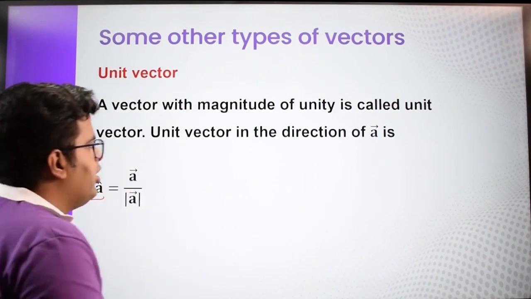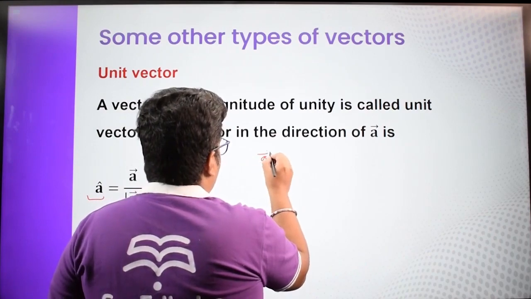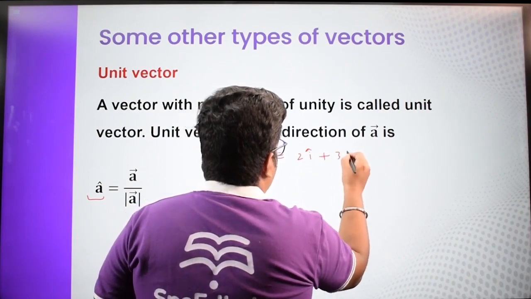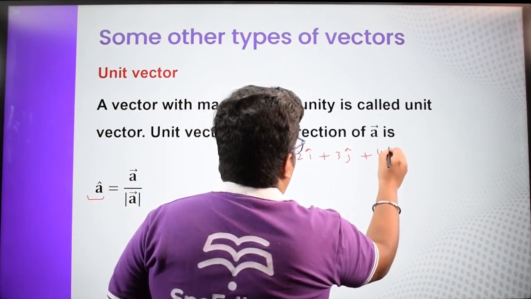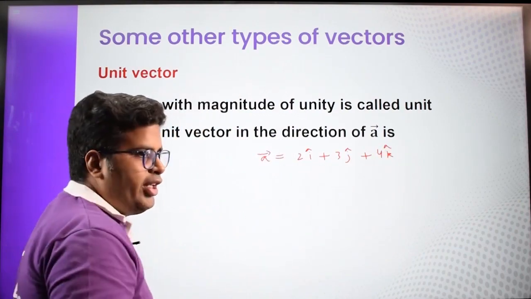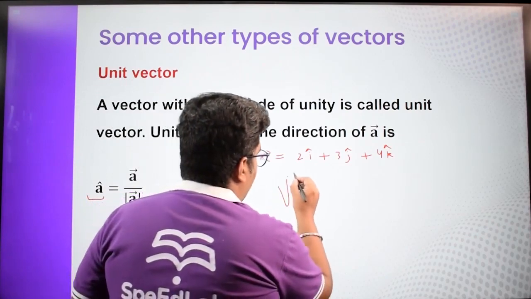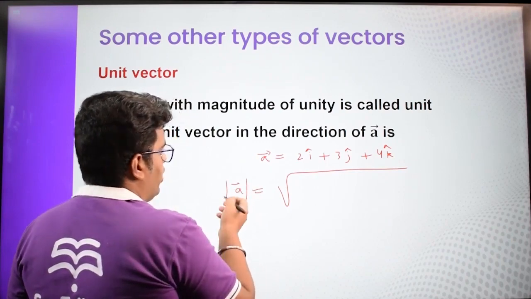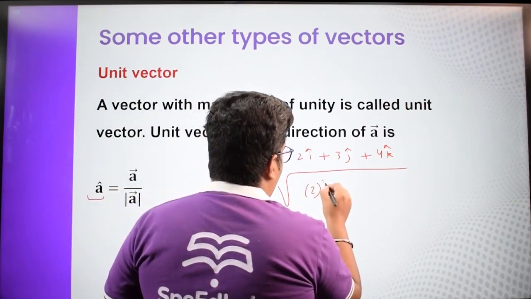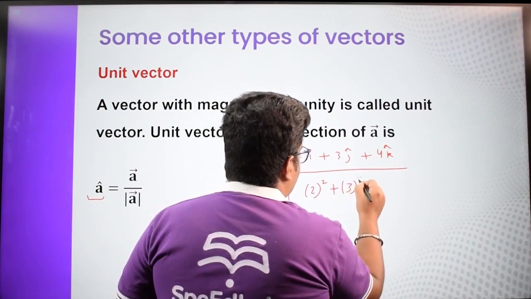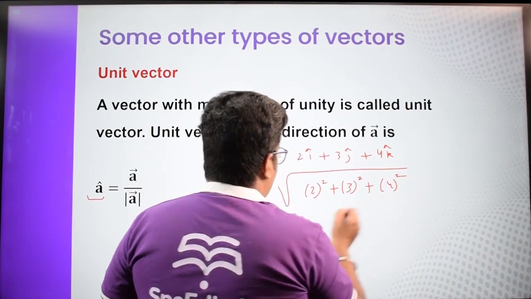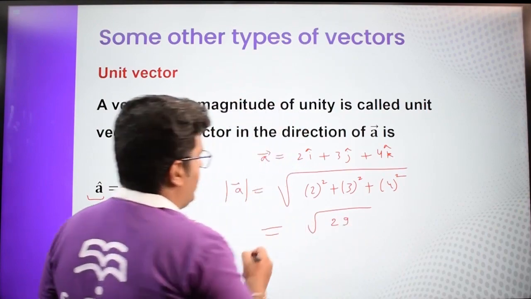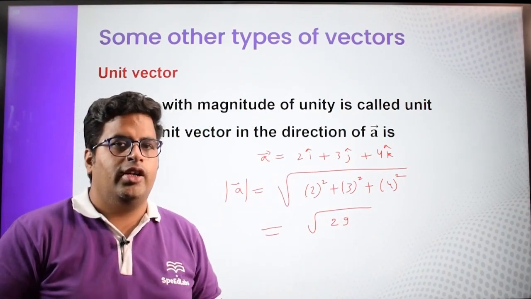Now for instance, let's say our vector a is something like 2 i cap plus 3 j cap plus 4 k cap. Now if I ask you what is going to be its magnitude, the magnitude is going to be the modulus of the vector a, so that will be under root of 2 square plus 3 square and then we have 4 square. Once we simplify this further, 4 plus 9 plus 16, that is going to be under root of 29. So here the magnitude of this vector is under root of 29.